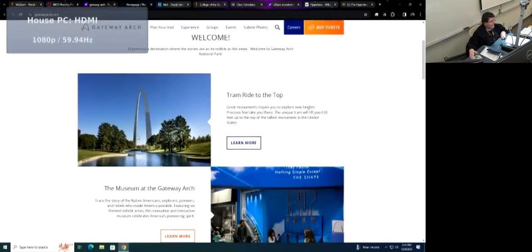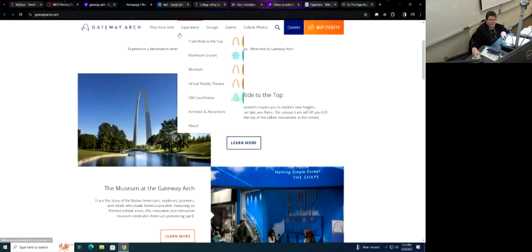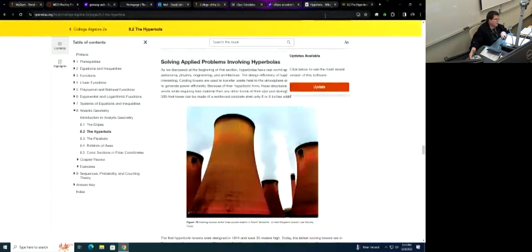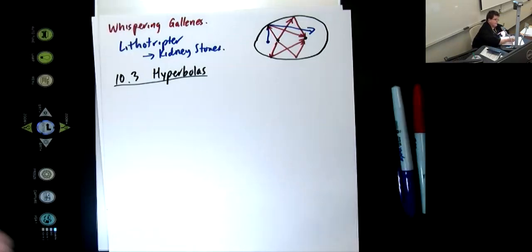One of them is the Gateway Arch in St. Louis. You've seen the pictures. It is part of a hyperbola. Another thing that has hyperbolic form are cooling towers for energy plants. So these have real life purposes. This is where the fun ends.